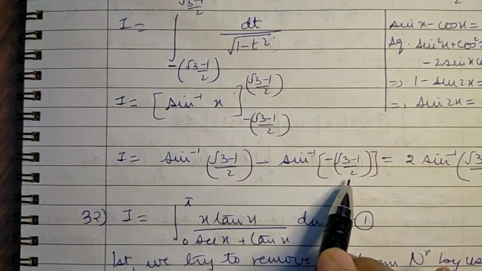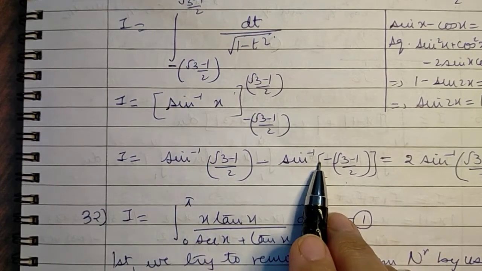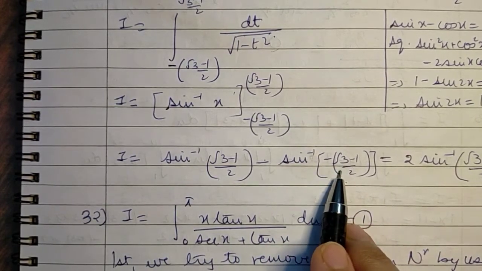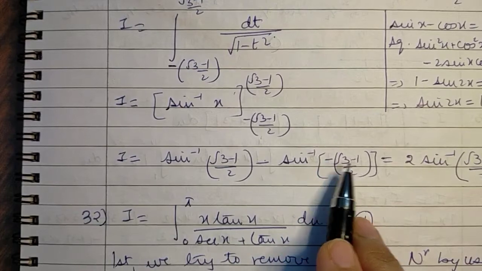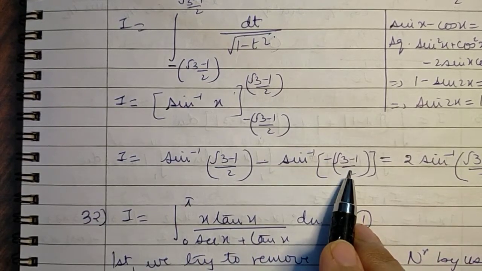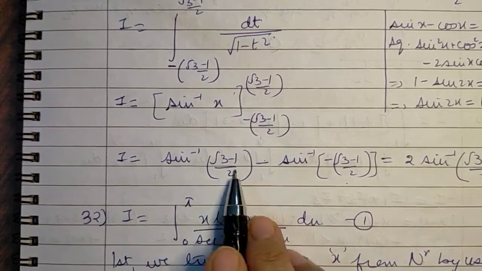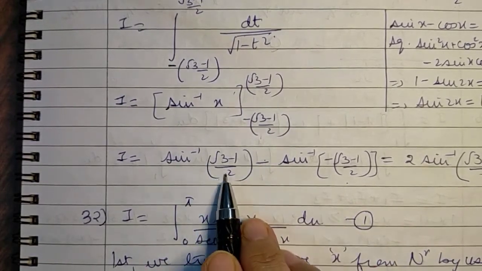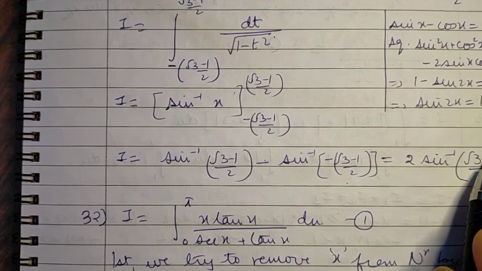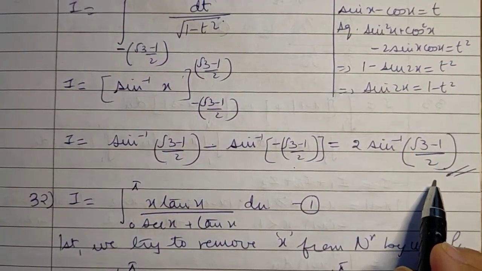So after substituting the limits, here we get sin inverse of minus theta. Sin inverse of minus theta is minus of sin inverse theta. So this becomes plus. So we get the sum of two identical terms. The answer is 2 times sin inverse of (root 3 minus 1) upon 2.